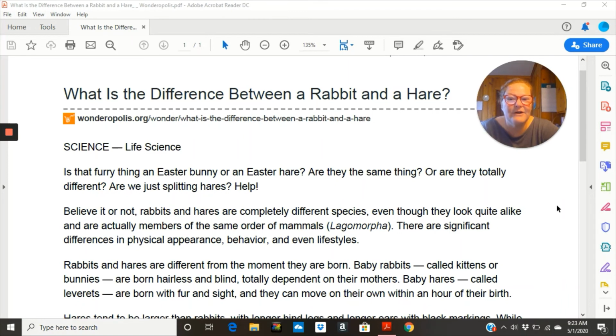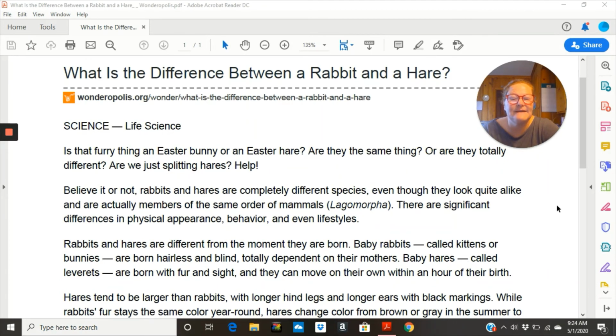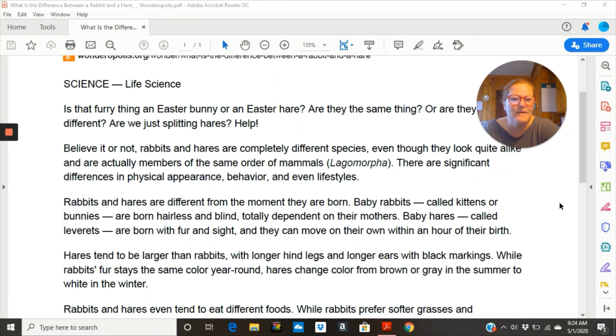Is that furry thing an Easter bunny or an Easter hare? Are they the same thing or are they totally different? Are we just splitting hairs? Ha ha. Help! Believe it or not, rabbits and hares are completely different species, even though they look quite alike and are actually members of the same order of mammals, Lagomorpha. There are significant differences in physical appearance, behavior, and even lifestyles.